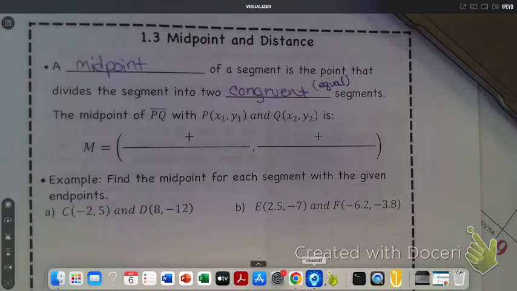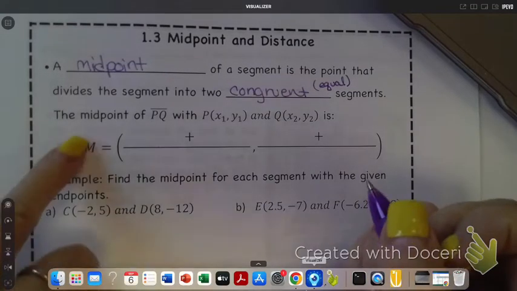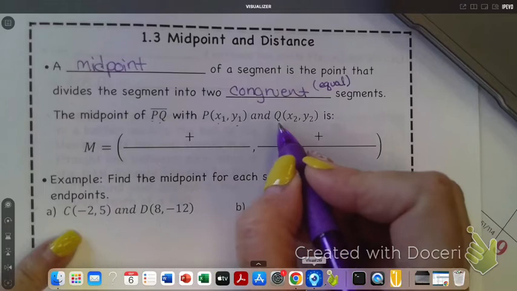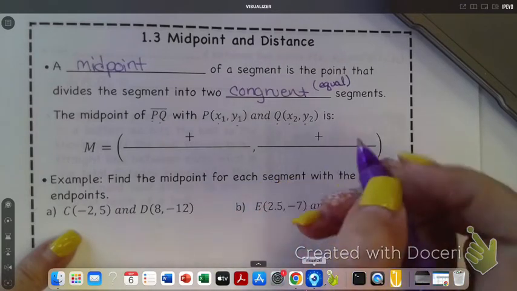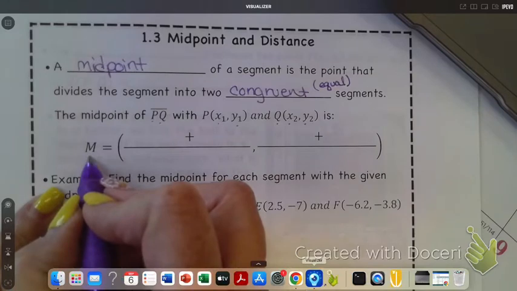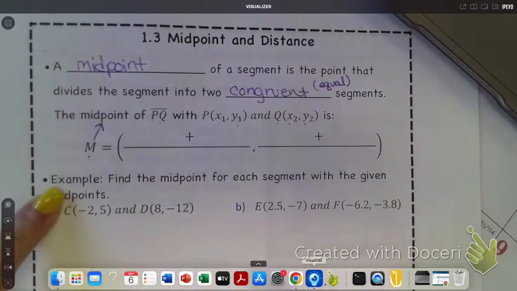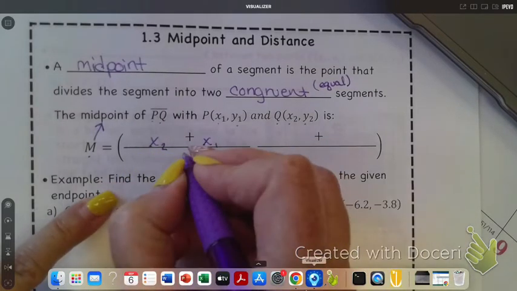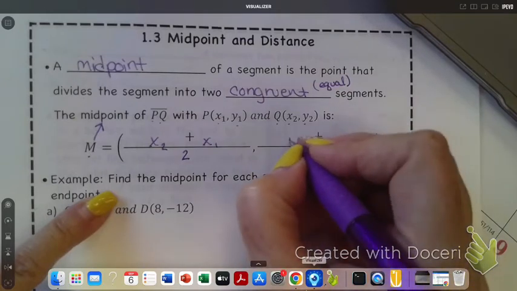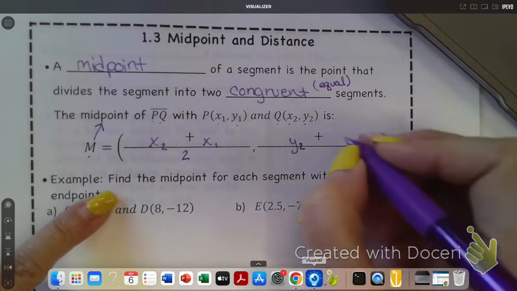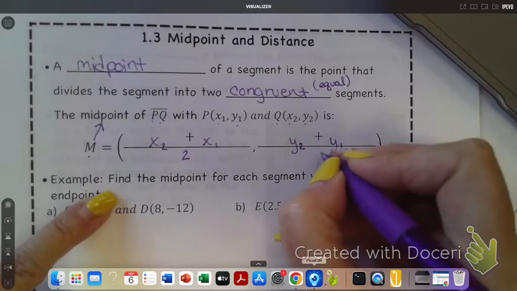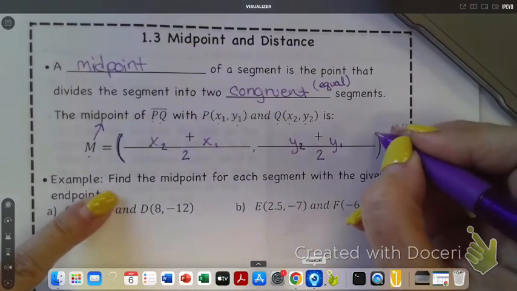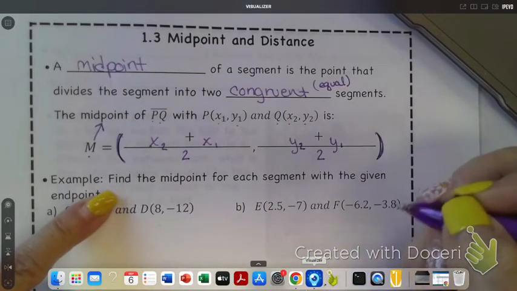Equivalent, congruent, equal. So, the midpoint of the segment PQ, point P being x1, y1, point Q being x2, y2, is capital M, which stands for, guess what? Midpoint is (x2 plus x1 divided by 2, y2 plus y1 divided by 2). Do you notice these big parentheses here? Yeah. This is a midpoint. Got it?